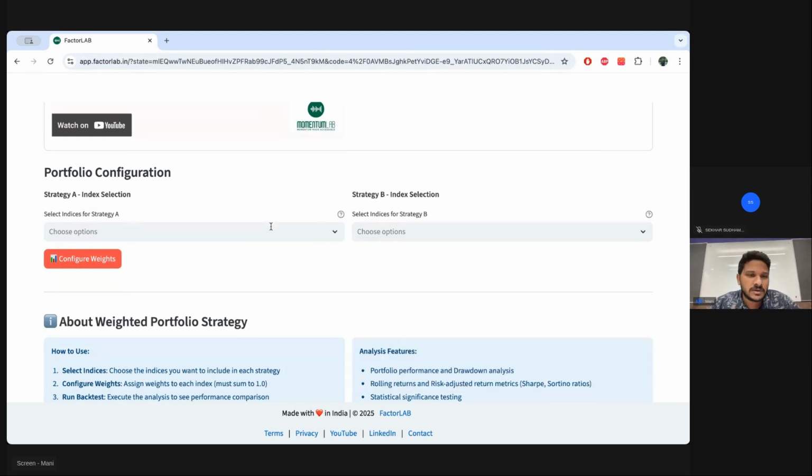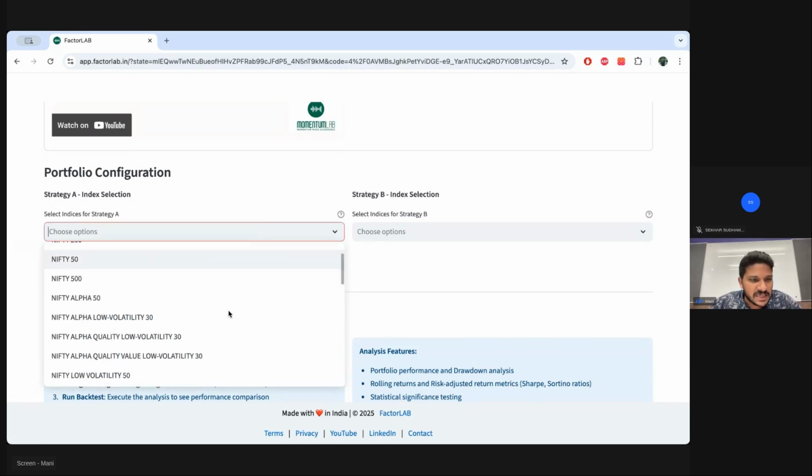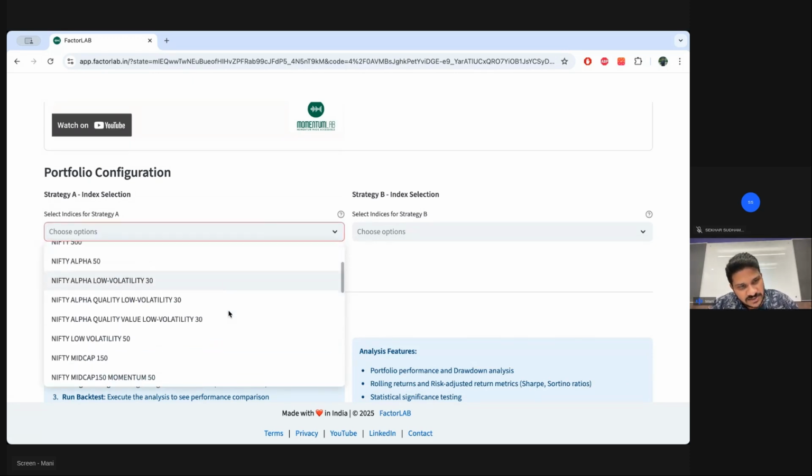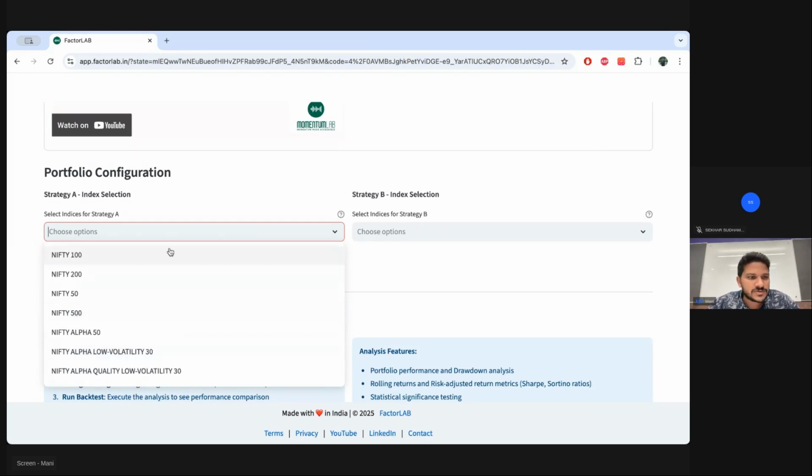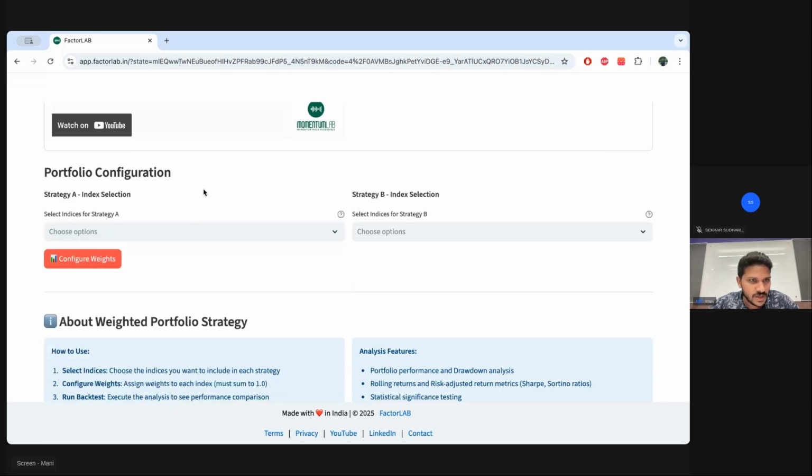Just to be clear, in this launch, we've added all the factor-based indices. Some of them we've already covered in our YouTube videos, like value and low vol, and also the familiar benchmarks or the market caps.